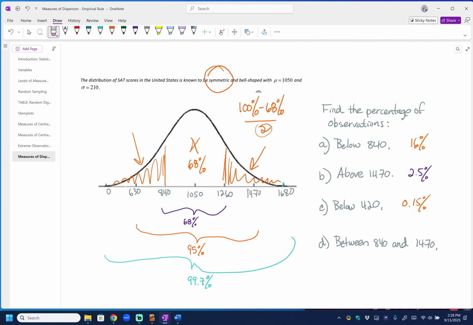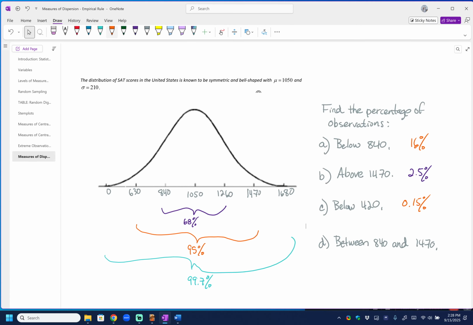Okay, the last one here is just a little bit trickier. So let's take a peek. We're going between 840 and 1470. So we're basically dealing with this region right here, which I will shade in my yellow highlighter. If we're dealing with this region, you'll notice that it doesn't exactly apply to the percentages in the empirical rule. Even though we do happen to have one value from 68 and one from 95% in terms of their exterior endpoints, that actually will help us.